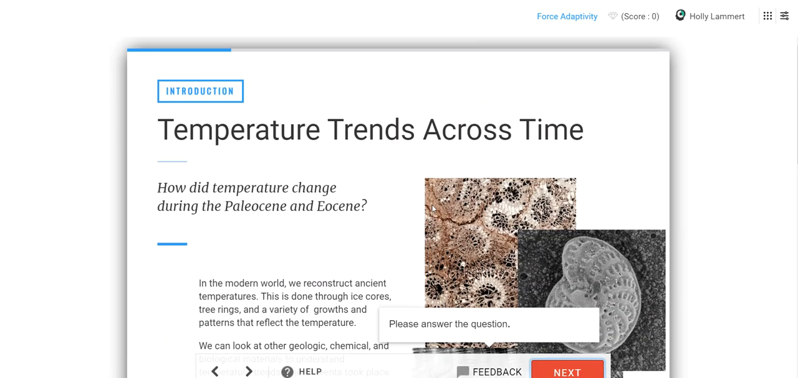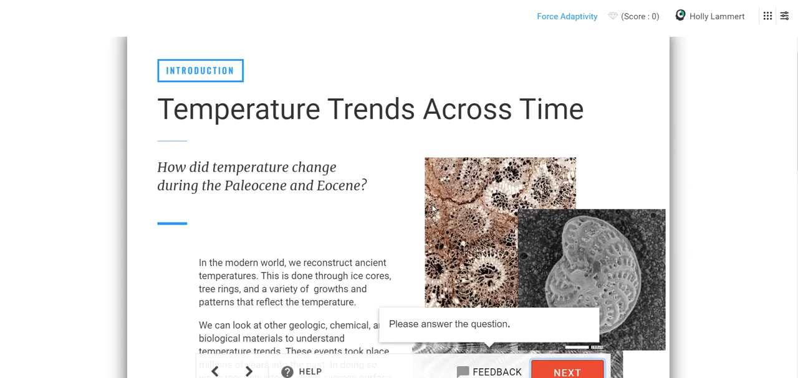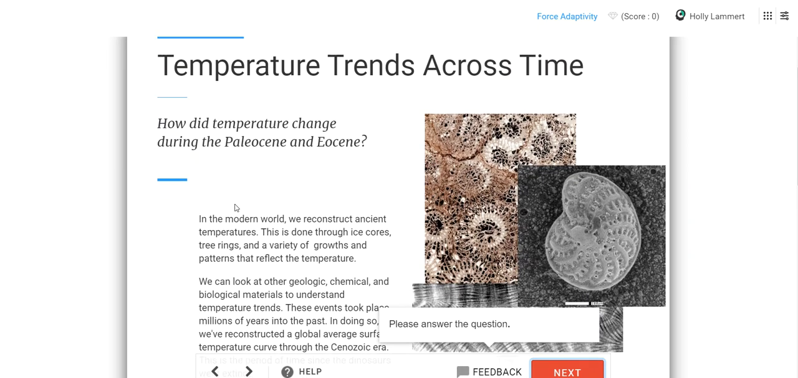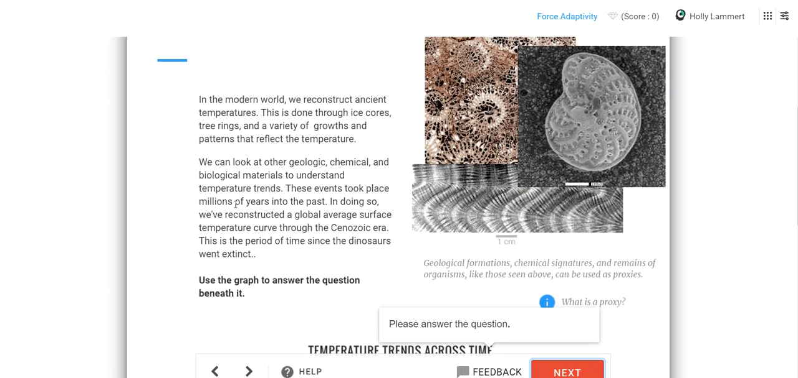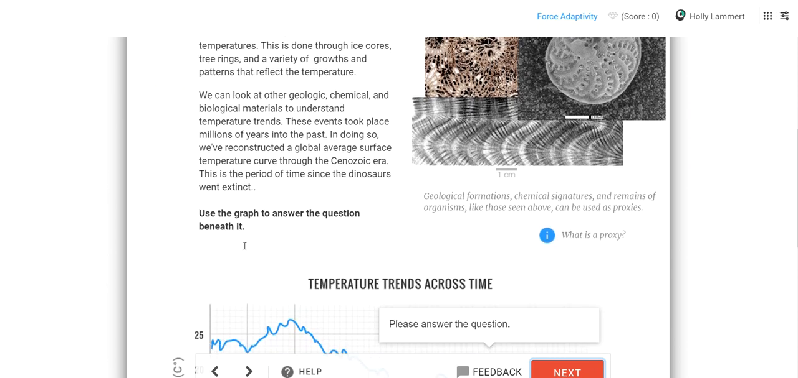Okay. So we can look at and zoom into the temperature trends across time. How did temperature change during the Paleocene and Eocene? In the modern world, we construct ancient temperatures. This is done through ice cores, tree rings, and a variety of growths and patterns that reflect the temperature. We can look at other geologic, chemical, and biological materials to understand temperature trends. These events took place millions of years into the past. In doing so, we've reconstructed a global average surface temperature curve through the Cenozoic era. This is the time period since the dinosaurs went extinct.